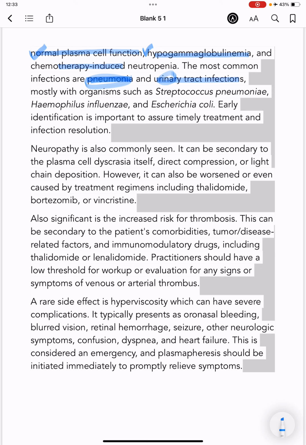And what are the organisms which most commonly cause infection? These are Streptococcus pneumonia, Haemophilus influenza, and Escherichia coli. So early identification is important to assure timely treatment and infection resolution. So what we have to do? We have to identify early for timely treatment and infection resolution.